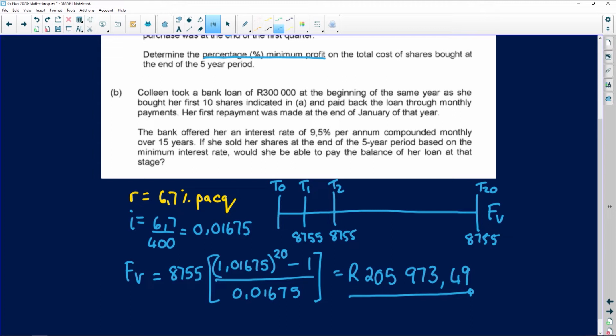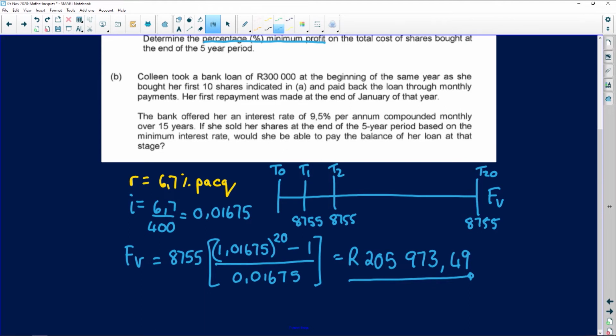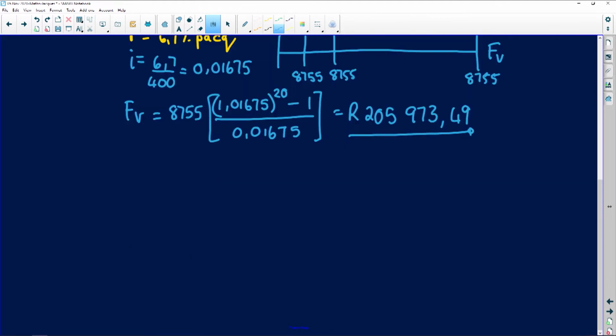Now, determine the percentage minimum profit. How do I find that? At the end of this period, let me change color. So the percentage profit: remember they say minimum percentage profit because the interest rate was a guaranteed minimum interest rate. So she could have made more, but the minimum that she would have made under these conditions is as follows.